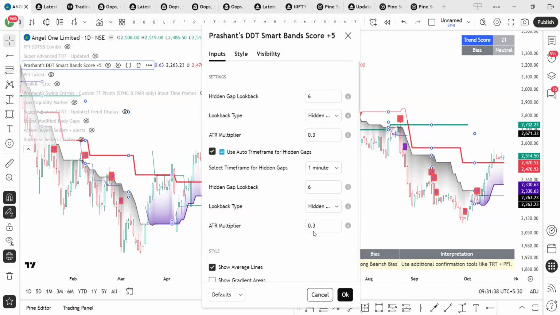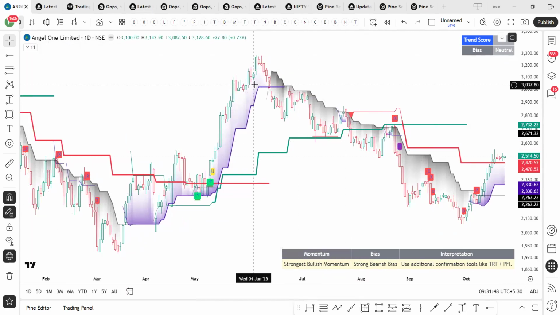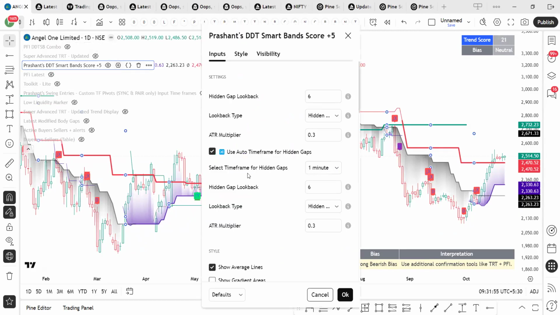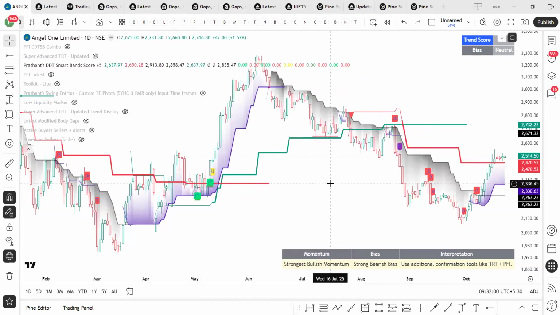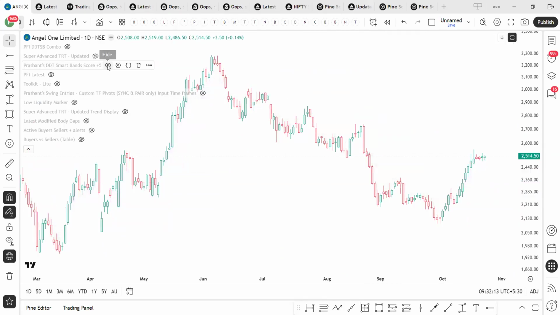What is this 1 minute 6 look back period, and what to do when the chart is not printing properly sometimes, because there is an input time frame by default. I have set input time frame by default here to 1 minute, but use auto time frame for hidden gaps. So what is this auto time frame, that I will explain. So all the settings will be explained first, then these interpretation tables, trend score, these things, what are these things, that I will tell you.